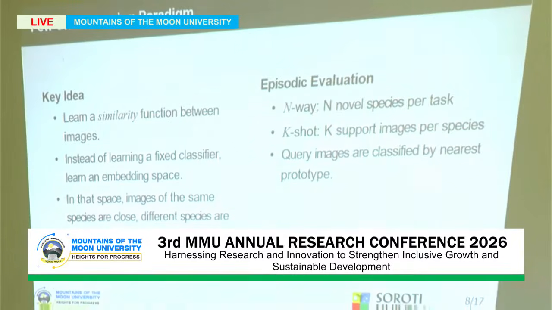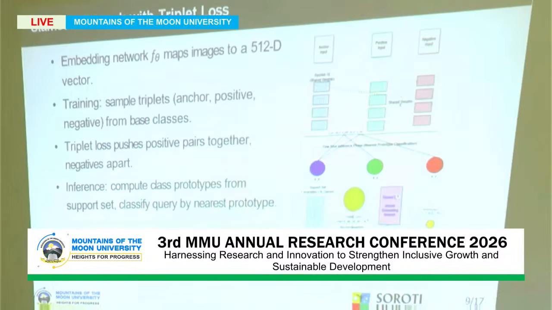So in that space, images of the same species are placed together, and different species are also separated apart from that, so that we can train our machine learning model to pick the differences that exist within this kind of studies.